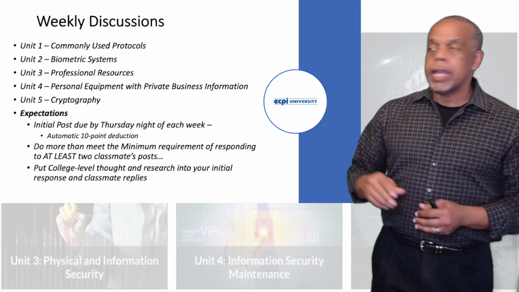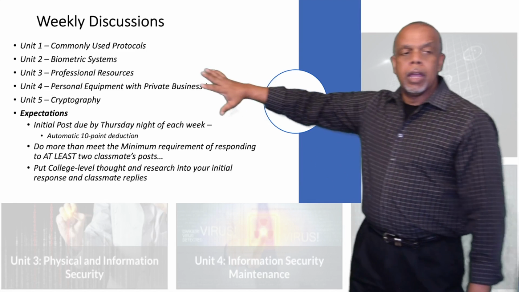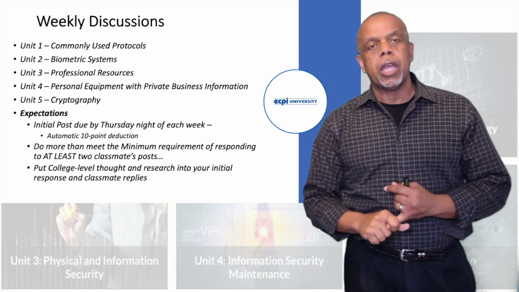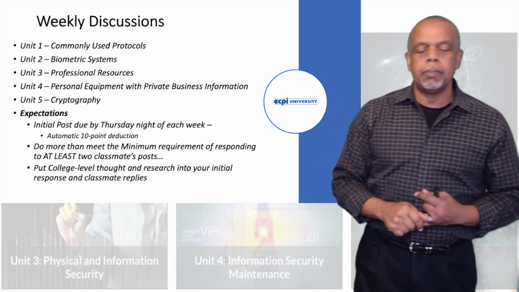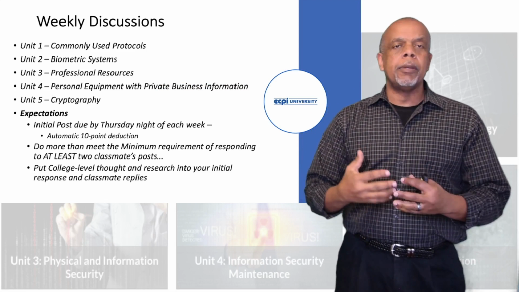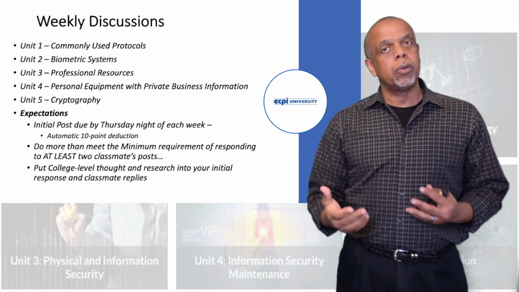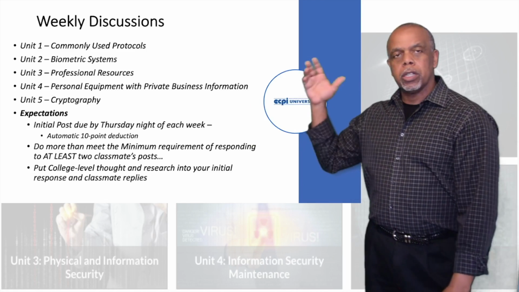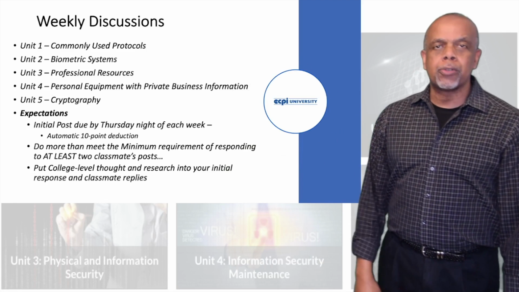things of that nature. Now, from an academic perspective, like I say, Unit 1 is going to be our discussions on commonly used protocols. Things like ARP, TCP, UDP, all of these common protocols, SMTP. And if you don't know what those mean, you will by the end of the class. Then with Unit 2, we're going to do some discussions on biometric systems.